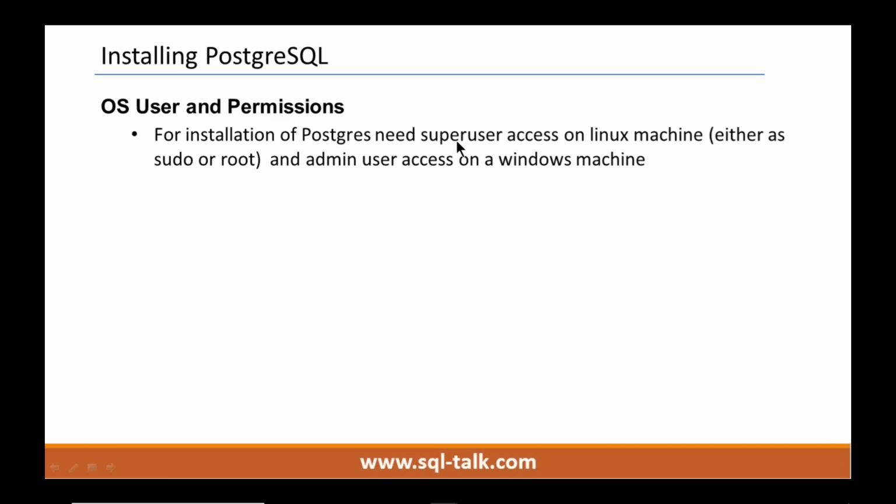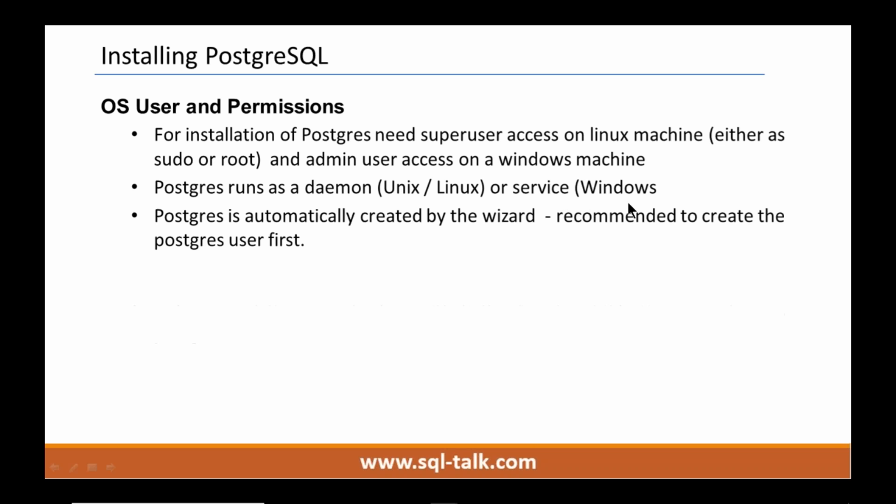Under OS user and permissions: for installation of Postgres, you need superuser access on a Linux machine, and admin user access on Windows machines. Postgres runs as a daemon on Unix or Linux, or as a service in Windows. In Windows, we have seen after installing that it runs as a separate service. Yesterday we saw starting and stopping the server. The postgres user is automatically created by the wizard, but it is recommended to create the user first.